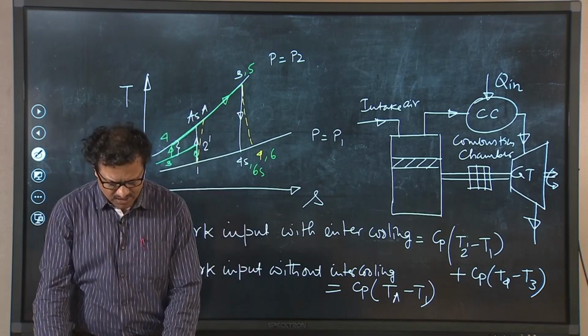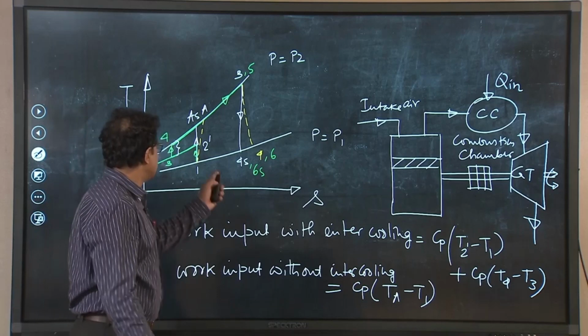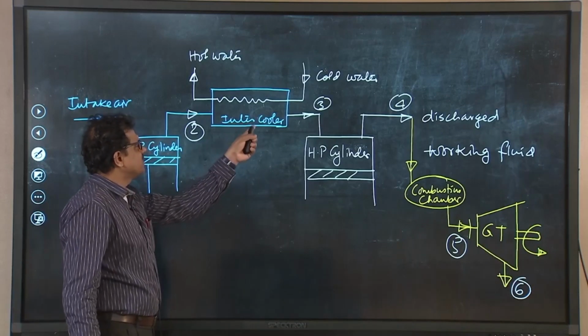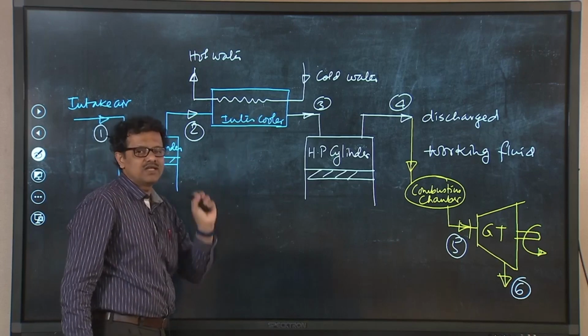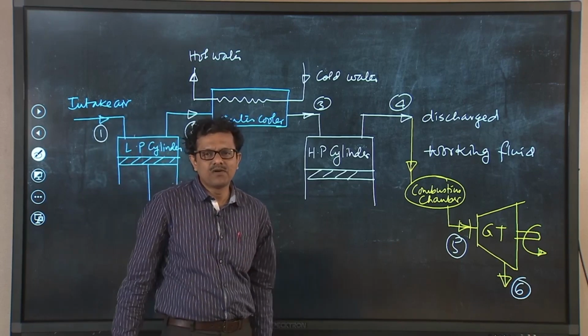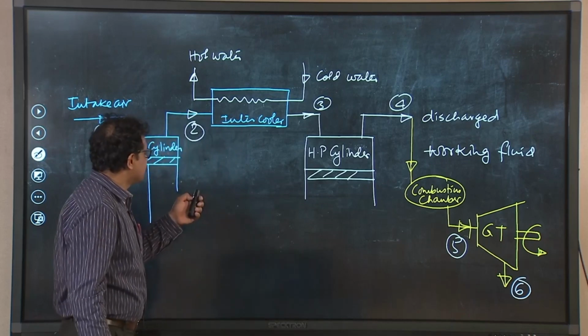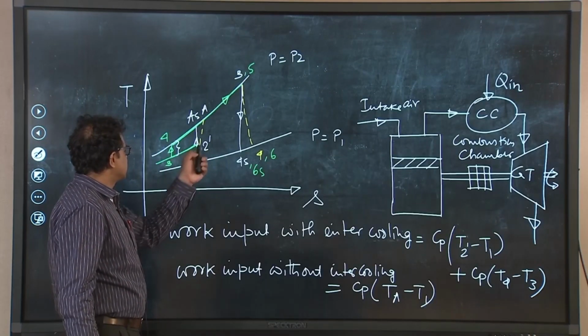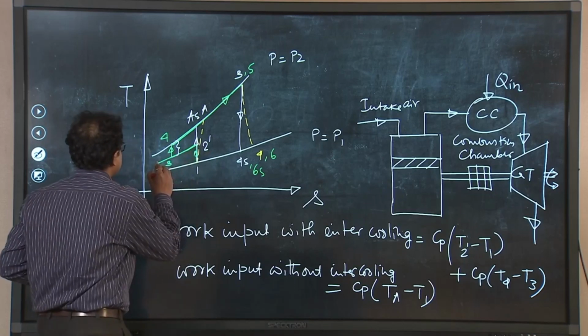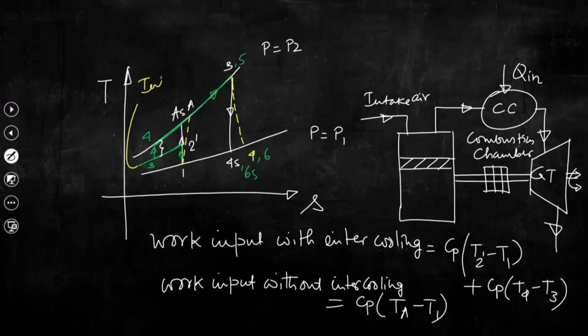I also would like to discuss another important issue that I forgot in the last class, that is very important: what should be the intermediate pressure at which this intercooling effect will be performed. So, this intermediate pressure, that is this pressure line, right. So, this is intermediate pressure. This intermediate pressure should be such that the pressure ratio, that is P2 prime by P1, should be equal to P4 by P3.